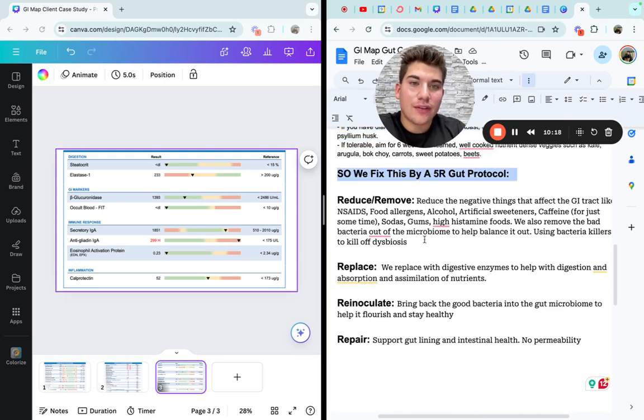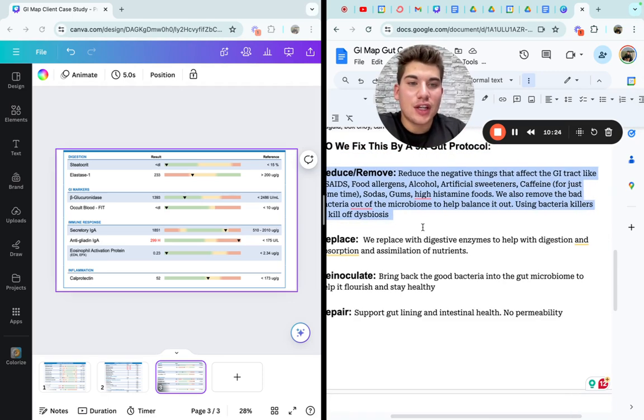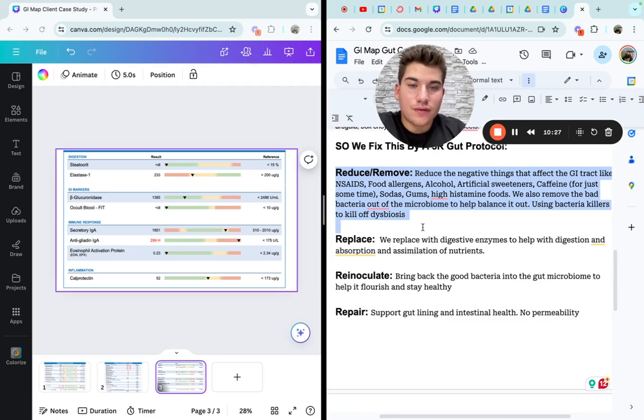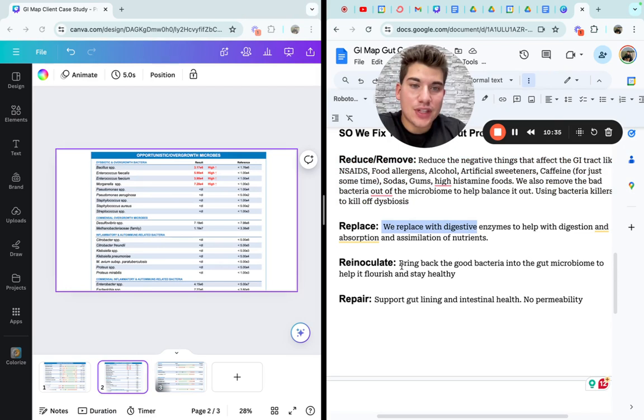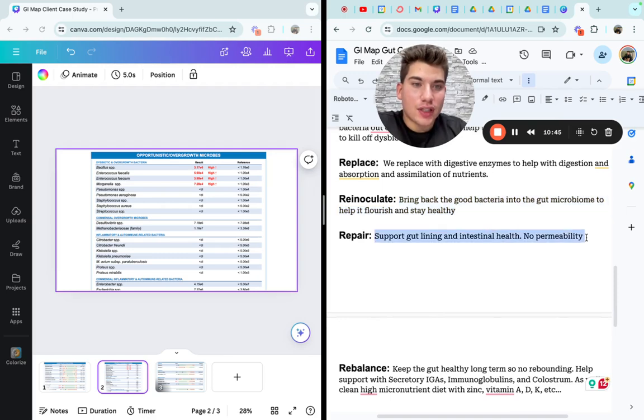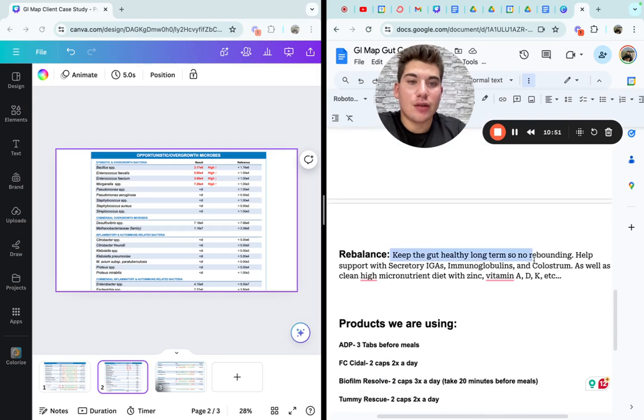So I pretty much used the 5R gut protocol. I removed all the negative things like the bad bacteria, the artificial sweeteners, the higher FODMAP foods, high histamine foods, high oxalate foods, and the bacteria killers to kill off the dysbiosis within the GI tract. I replaced digestive enzymes. I re-inoculated a few weeks after with prebiotic higher FODMAP foods with also proper spore technology probiotics. I supported the gut lining, intestinal lining health with specific supplementation, which I'll show you here. And then I rebalanced the gut microbiome for a few weeks for a full, complete vitality transformation.